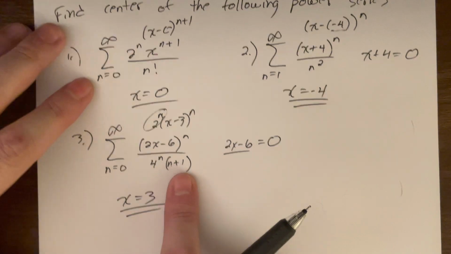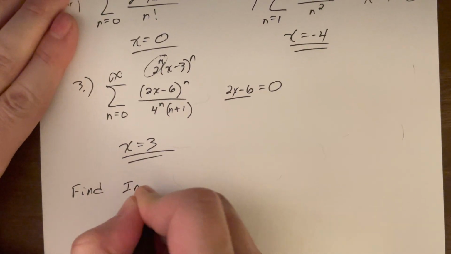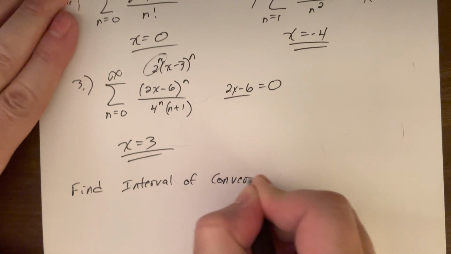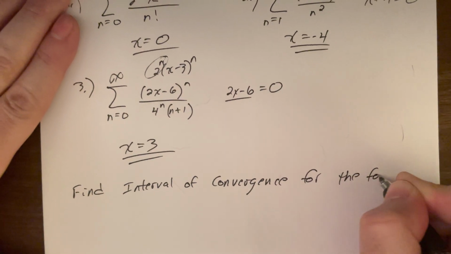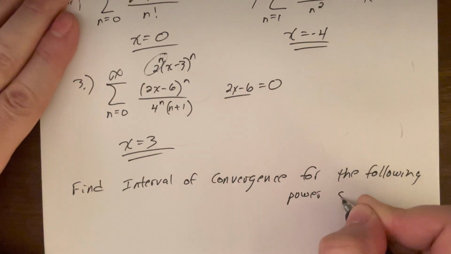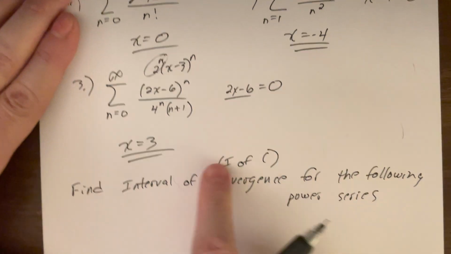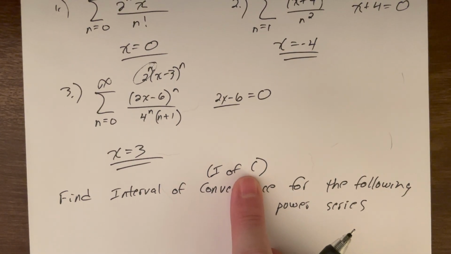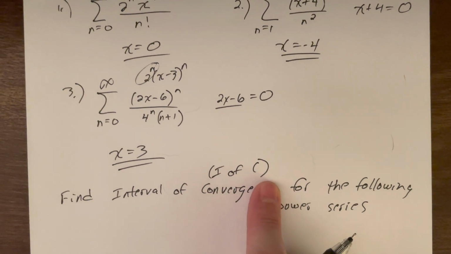But now I'm going to move on, and here's the big question. Let's find the interval of convergence for the following power series. So again, that reminder, I of c. We're not going to be done with that language after we move past this section. So just for short, I of c for interval of convergence.